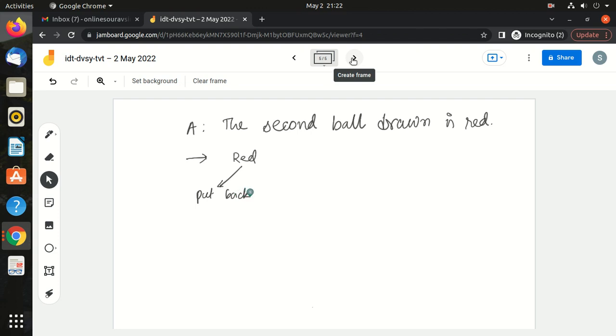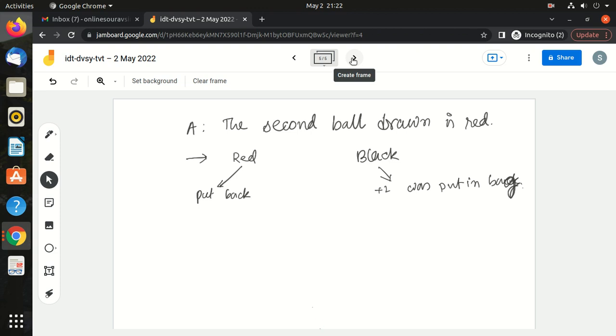If it was black, this ball plus 2 black balls were dropped, put in the bag. So it fully depends on what happened in your first draw, right?